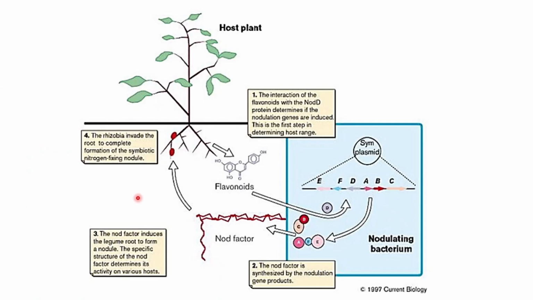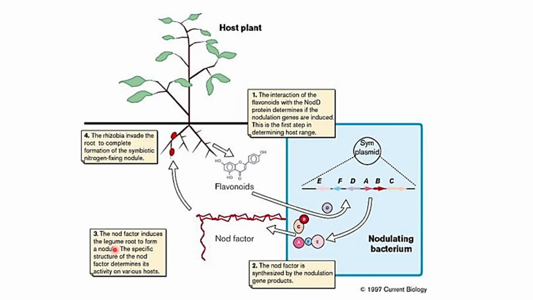So this is another schematic to show how the Nod factors affect this entire thing. The flavonoids are released by the plant, and the Nod factors are the complementary corresponding structures from the bacteria. At first, the interaction of the flavonoids with the Nod D protein determines if the nodulation genes are induced. This is the first step in determining the host range. Then the Nod factor is synthesized by the nodulation gene products.